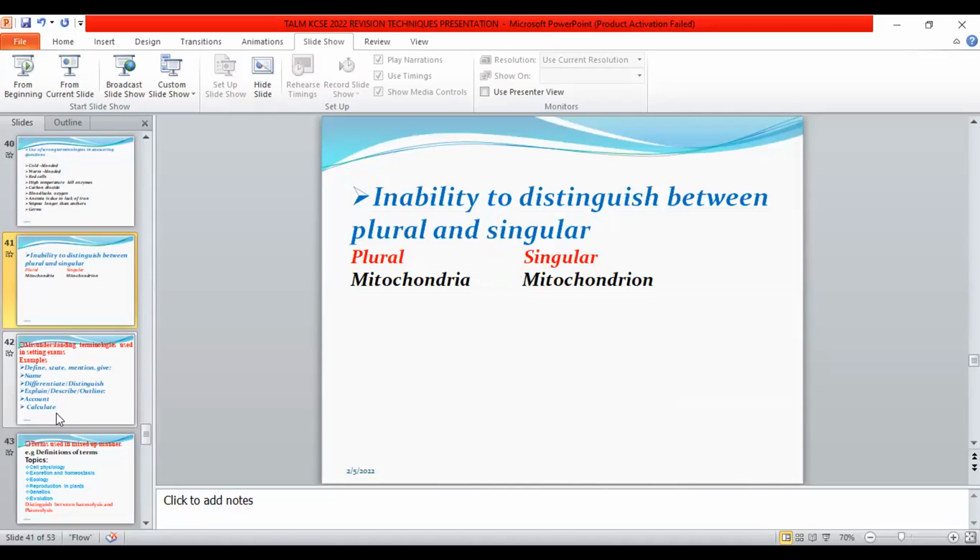When they are told to name the cell organelle, definitely that is in singular form. There are certain terminologies whereby the examiner has noted students have a problem, and these ones are frequently tested in the exam in order to check whether they are keen to know when to use singular or plural. One of them is mitochondrion, singular. Then we have vertebrae, alveolus, hyphae, trachea, flagellum. There are many more, right?